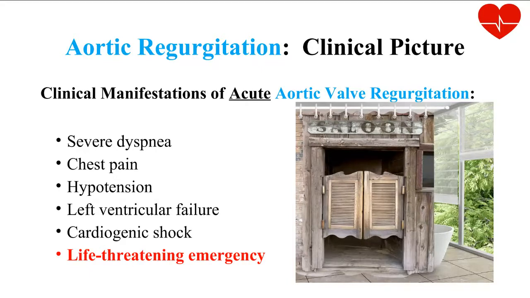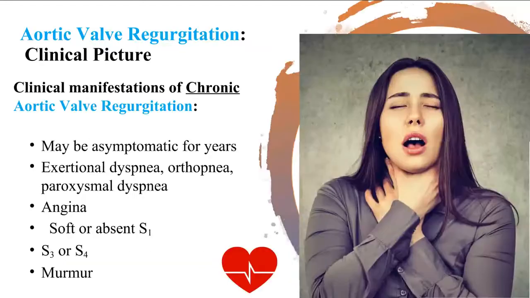All right, so we already learned about cardiogenic shock, and we know that this is a life-threatening emergency where we could have cardiovascular collapse and subsequent death. And we know that people that have cardiogenic shock have a high mortality rate. Now, this is chronic. Sometimes these patients live with chronic aortic regurgitation.